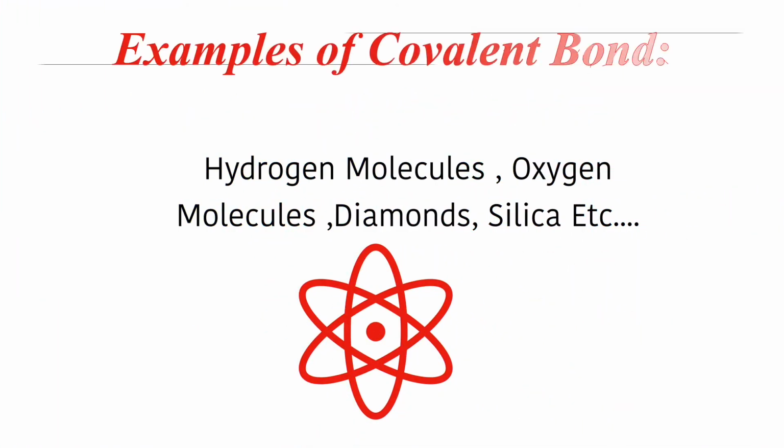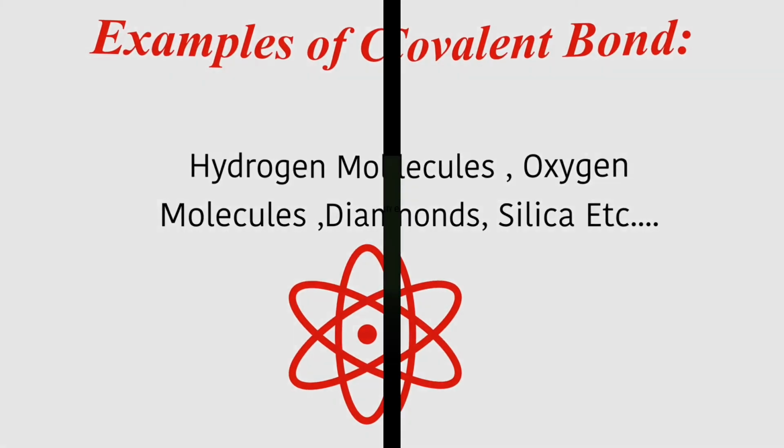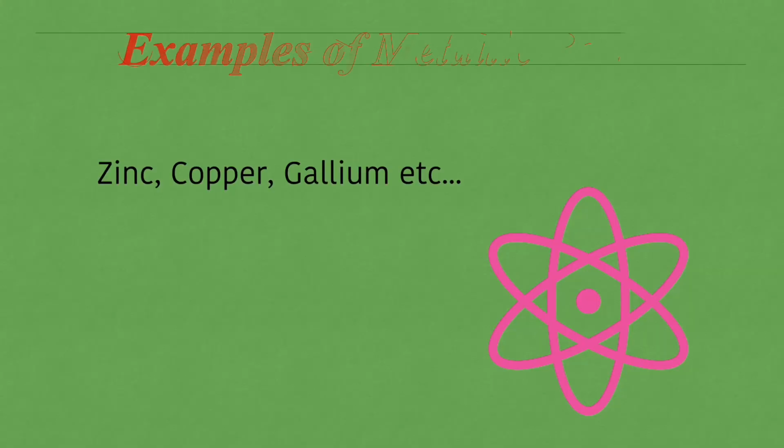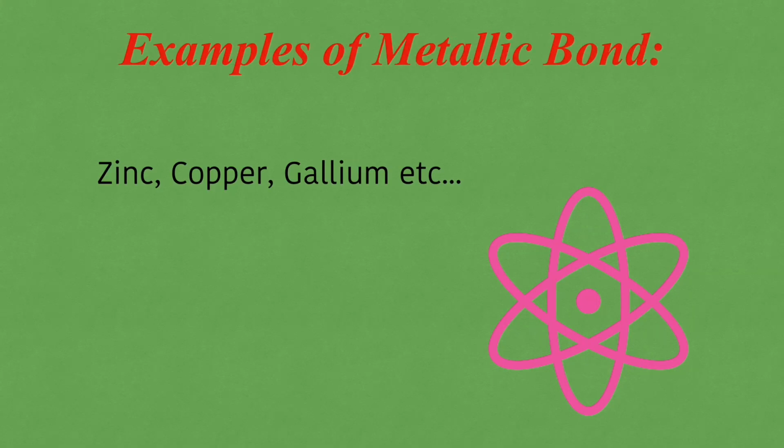Now let us consider the examples. Hydrogen molecule, oxygen molecule, diamond and silica, etc. are examples of covalent bond. These compounds are formed from covalent bond. Now, if we consider examples of metallic bond, zinc, copper, gallium, other metallic elements can form the metallic bond. So thank you for watching this video.